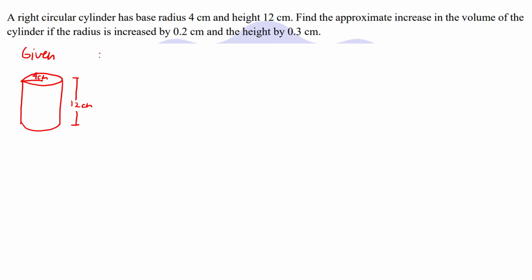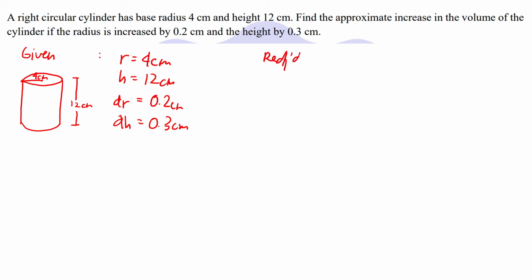Okay. So, in this case, radius is 4 cm. Height is 12 cm. Then, dr, the slight increase in radius, is 0.2 cm. And slight increase in height is 0.3 cm. What is required? What is the approximate increase in volume? So that's dV.